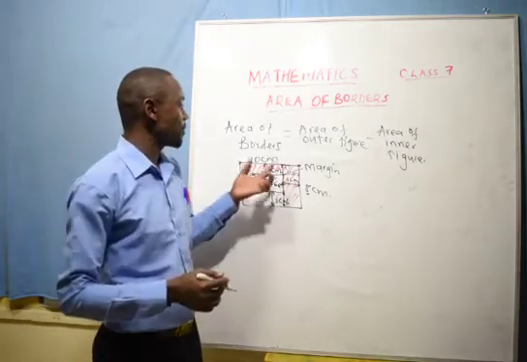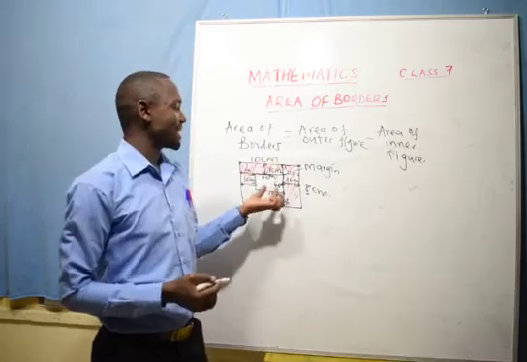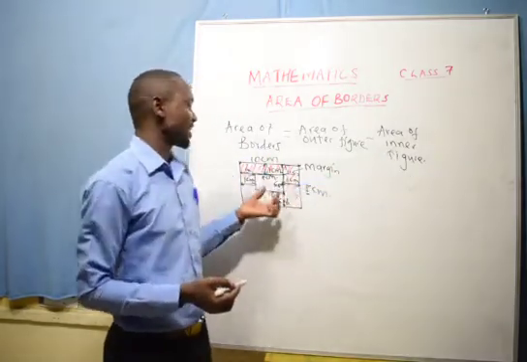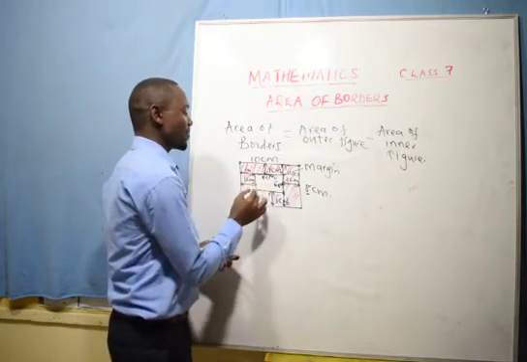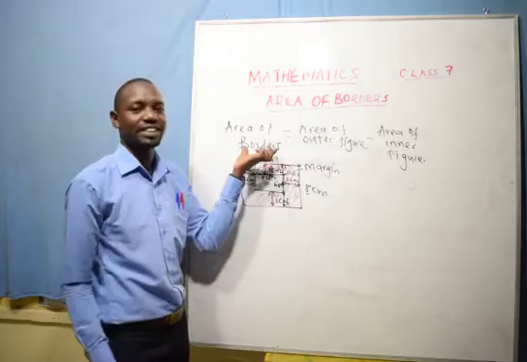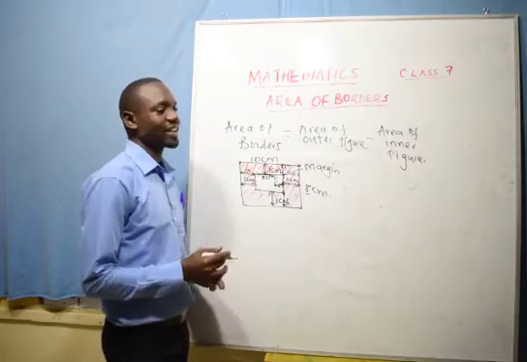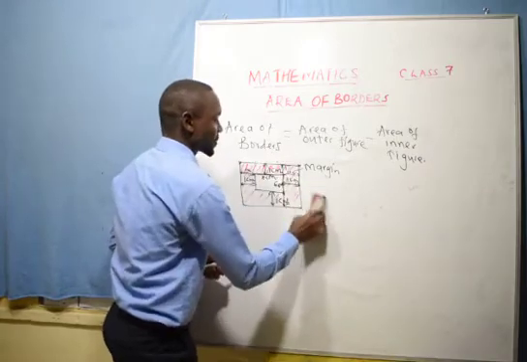So now it is possible to get the area of the outer figure, which is a rectangle, minus the area of the inner figure, which is a rectangle. Sometimes you can be given the dimensions of the inner rectangle and you are not given the dimensions of the outer rectangle. So to get the length of the outer rectangle, for example, you are not given this one here and you are not given this one here.